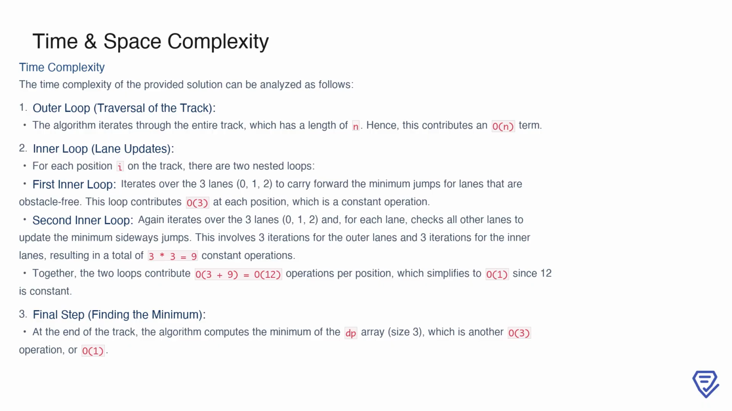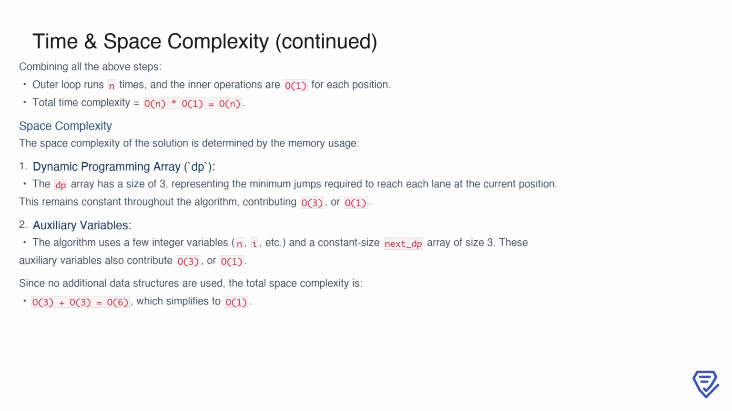Overall, the inner operations are constant for each position on the track. Now, combining all the steps, the outer loop runs n times, and the inner operations are O(1) for each position. This results in a total time complexity of O(n) multiplied by O(1), which simplifies to O(n).